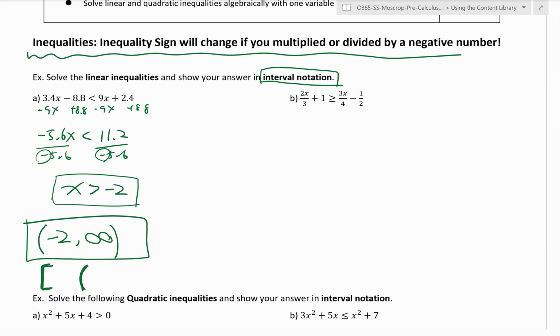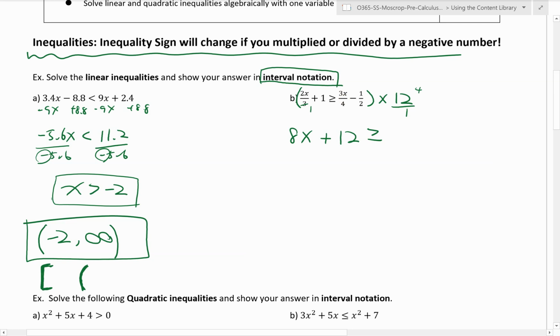We now have some fractions. I think some of you may have seen this. What we need to do is multiply every single term by the common denominator. The common denominator in this case for 3, 4, and 2 is 12. So you go 2x over 3 times 12. You can divide both numbers by 3. That's 12 over 1, so that's 1, and that's 4. So 4 times 2 is 8x, plus 1 times 12 is simply 12.